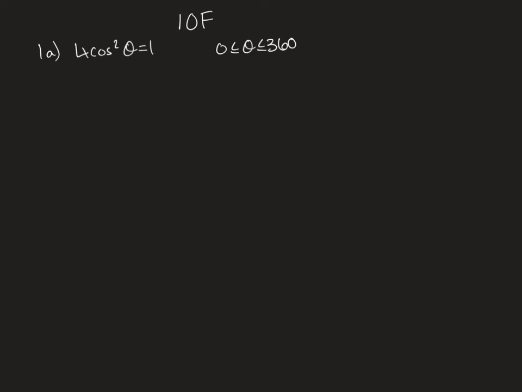Solve the equation 4 cos squared theta equals 1 within the range 0 to 360. The angle is just theta in the equation, so we can leave the range as it is. But to be able to solve this, we need to make cos squared theta the subject. So the first step is to divide through by 4. You can't do the inverse cos function when it's got the coefficient there of 4.